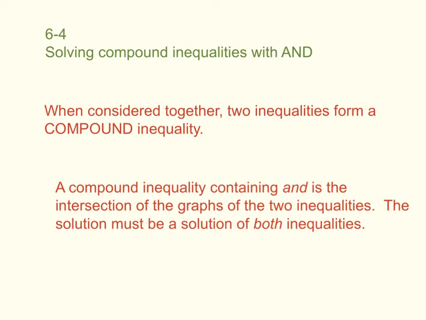Today's lesson is about solving compound inequalities with "and" in them. Basically, a compound inequality is two inequalities that are considered together. So, for instance, if we had y is greater than or equal to 5 and y is less than 12, that is a compound inequality. And compound inequalities can be written that way, or they can also be written in a little bit different way, where we write the intersection of those two.